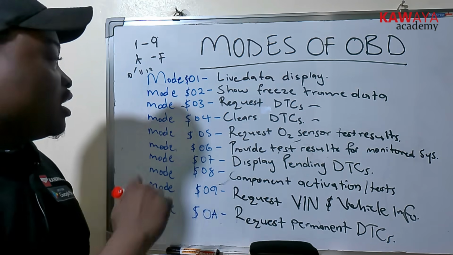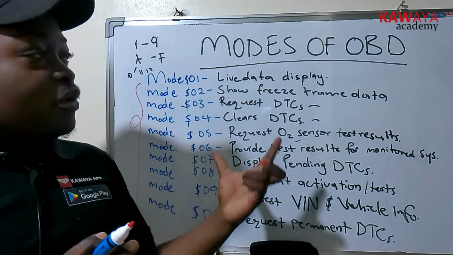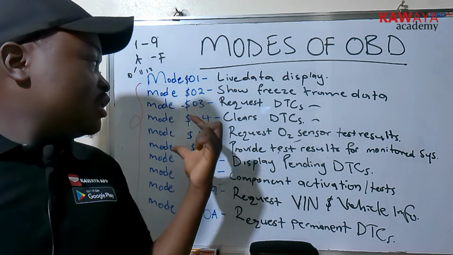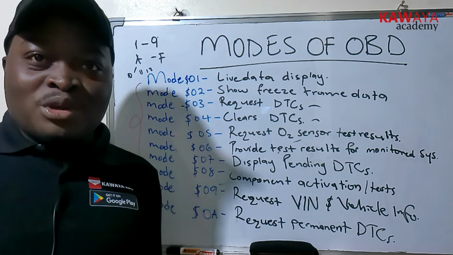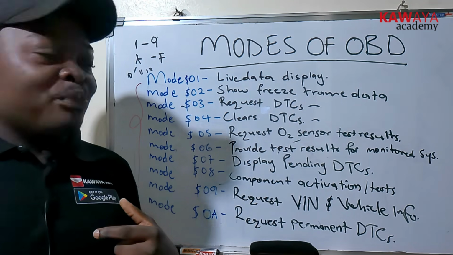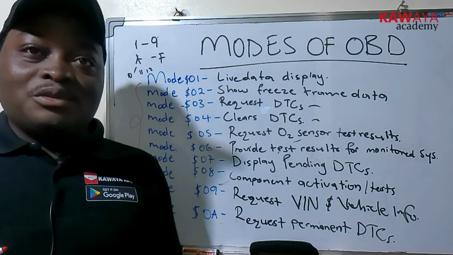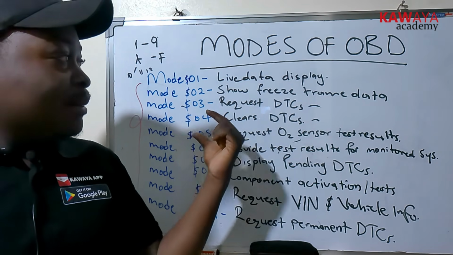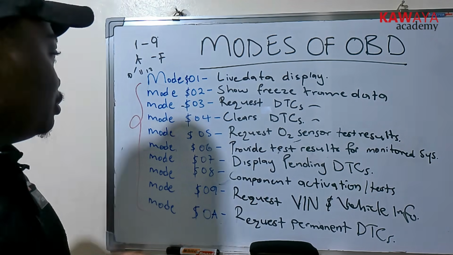That is a brief look at the different modes of OBD, because you're going to be interfacing with these modes, and one time you will see mode 4, mode what, and you wonder what a mode is. A mode is just a service request we make to the ECU to display for us given types of data using a scan tool.